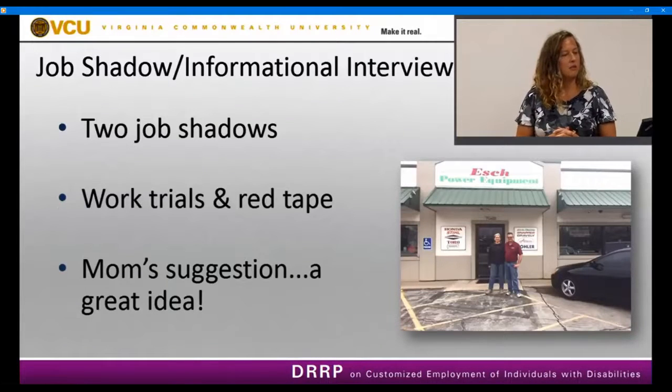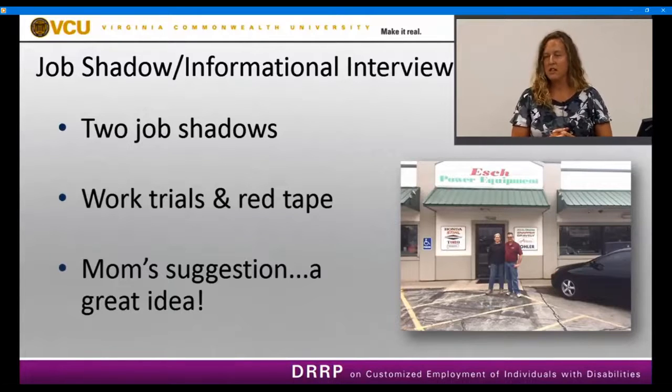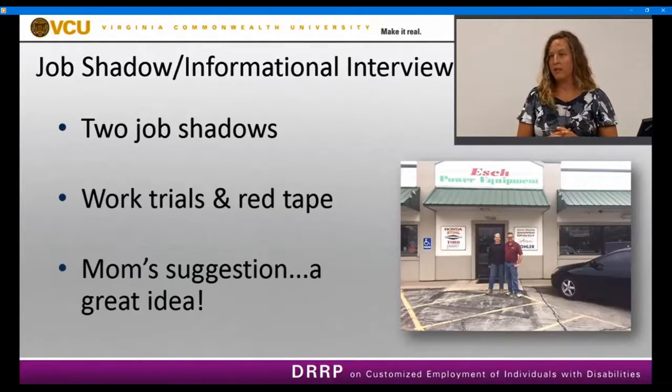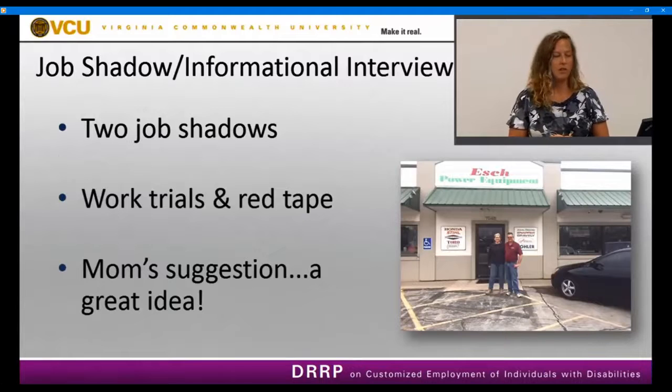The first thing we decided to do was a job shadow. We knew that he was interested in small engines, and we went to a couple of local car dealerships. But because they are such large corporations, they ran into a lot of red tape issues. So even though the store level people were very excited to have Dan come and do a work trial, at the corporate offices things got hung up, so we weren't able to follow through with that.